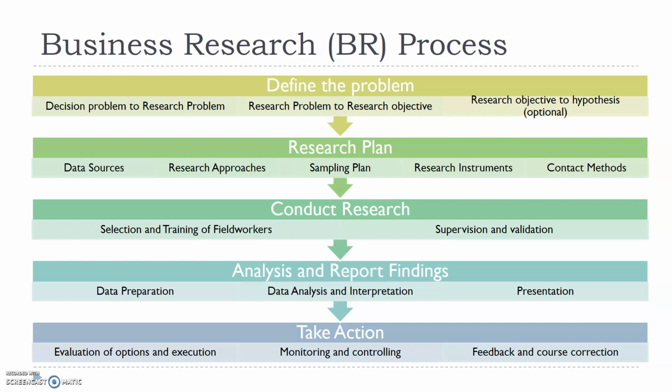So in the first step, defining the problem, we start with a decision problem and convert it to a research problem. I'll discuss what a decision problem is and what a research problem is in the next slide. Once we have a research problem, that one research problem can be divided into 2 or 3 research objectives, or maybe more than that. For each research objective, depending upon the requirement, we can create a hypothesis. Hypothesis creation is not mandatory. If I have a previous literature review or a previous theoretical framework, which has prior knowledge, I can use that to create a hypothesis. Otherwise, I'll go with the research objectives.